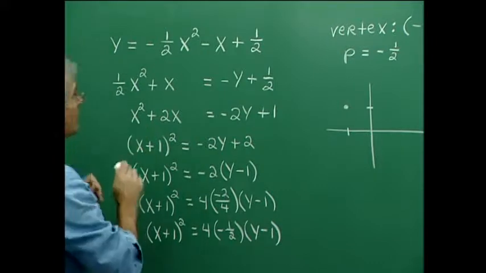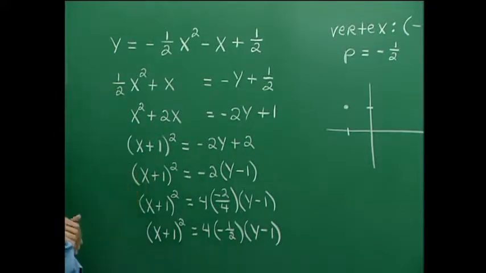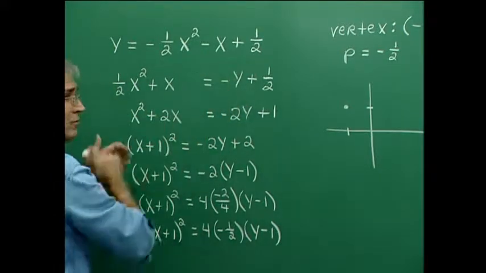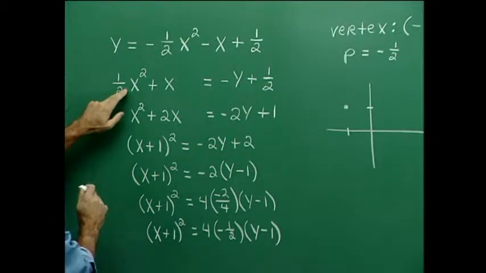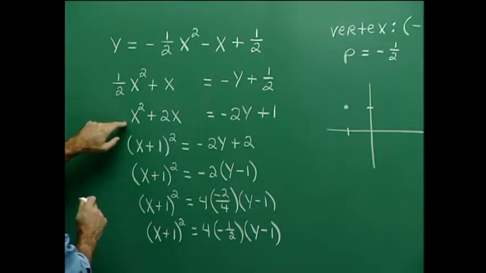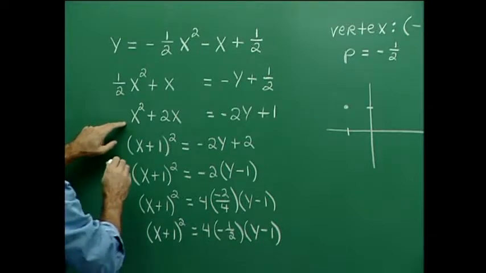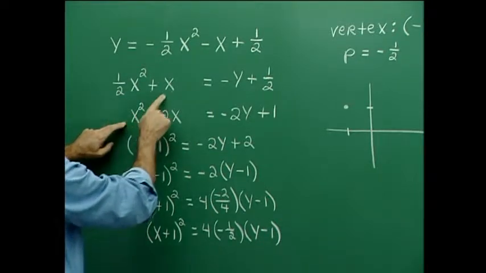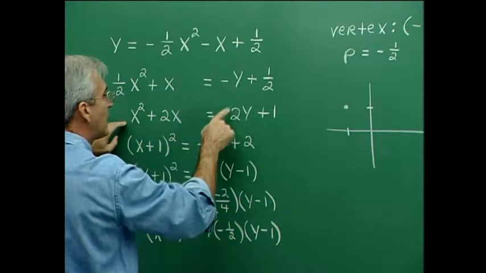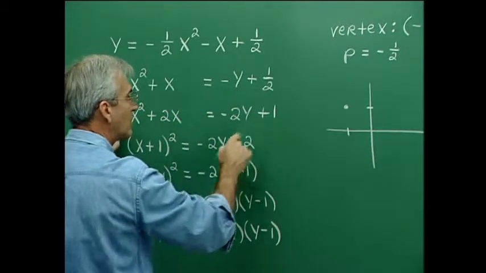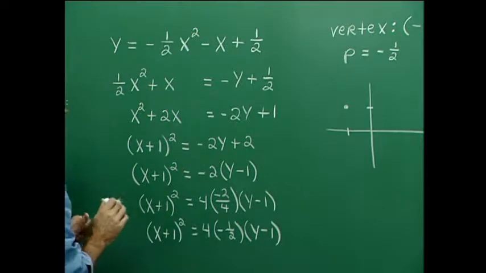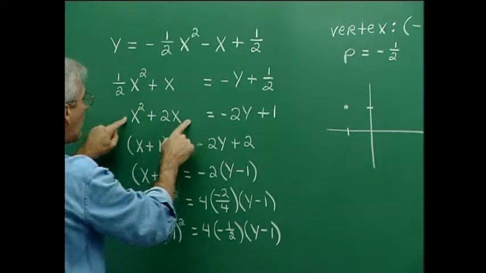Now I'm thinking, well, gee, I have fractions here. I'd like to clear those. So I'll multiply through by 2. And multiplying by 2 causes this leading coefficient to be 1, which is an important aspect when we complete the square, as you may recall. So 2 times this term gives me this. 2 times x, 2x. 2 times negative y, negative 2y. And 2 times 1/2 is 1. Fractions are gone. All right, here we go. We want to complete the square on this side.